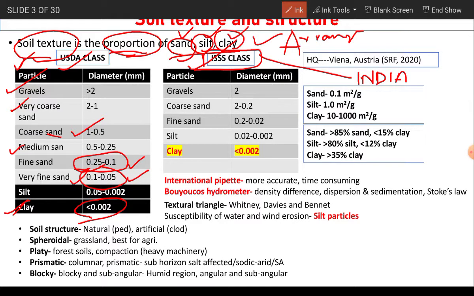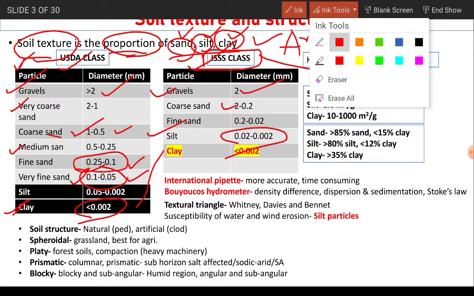Similarly, in the ISSS classification, the clay size remains the same, but the others differ. We have gravel at 2 mm, the same 2 mm, coarse sand 2 to 0.2, and fine sand 0.2 to 0.02. Then the silt particle ranges from 0.02 to 0.002. Okay, this is the thing.